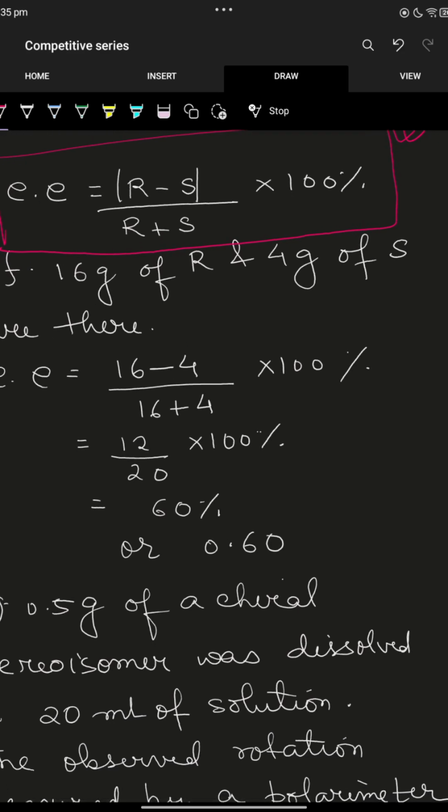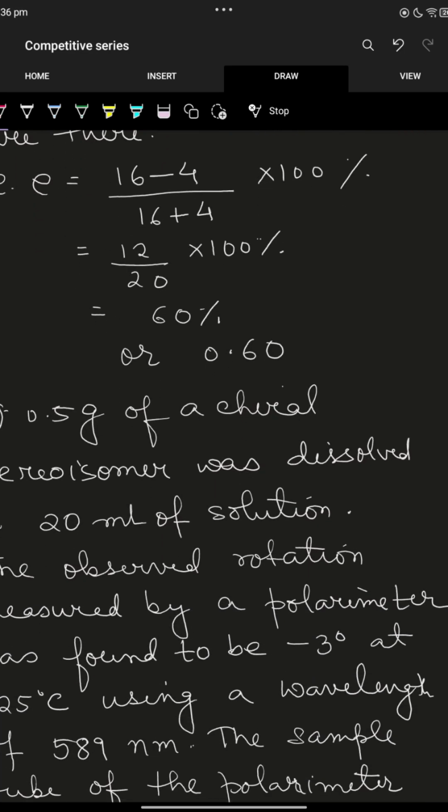Now this is one numerical. If 16 gram of R and 4 gram of S are there, you need to find the enantiomeric excess and express it in terms of optical purity. So you follow this. It is given by mass. So 16 minus 4 by 16 plus 4 into 100, and express it in decimal, 0.60.